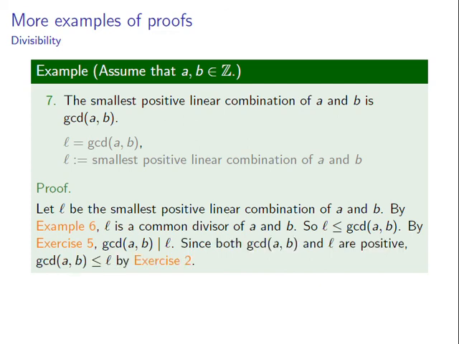Since both the GCD of A and B and L are positive, it follows from exercise 2 that the GCD of A and B is less than or equal to L. We have shown that L is less than or equal to GCD of A and B, and L is greater than or equal to the GCD of A and B. Therefore, L is equal to the GCD of A and B. This completes the proof.